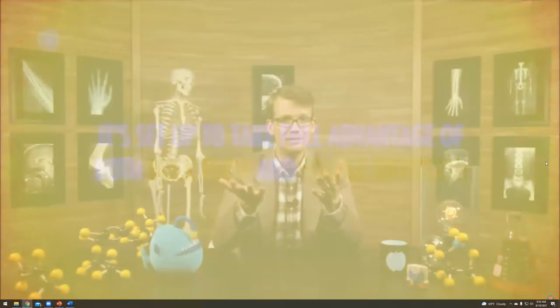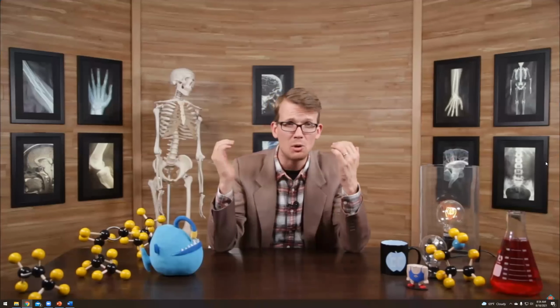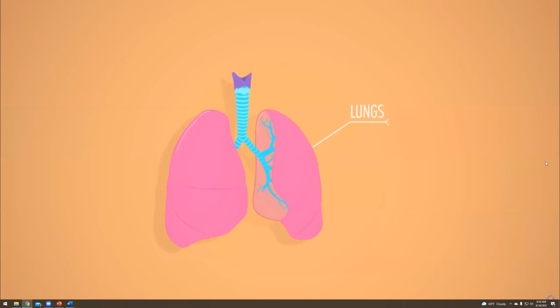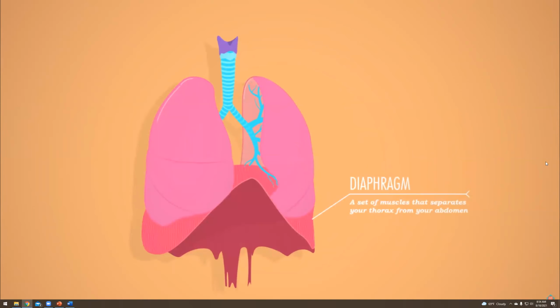The bulk flow part of things is handled by some of your system's biggest and most obvious moving parts, starting with your lungs, which basically operate like a pump or a bellows. They don't have any contractible muscle tissue because they need to be able to expand, so they require outside help in order to move. Enter the diaphragm, a big thin set of muscles that separates your thorax from your abdomen.